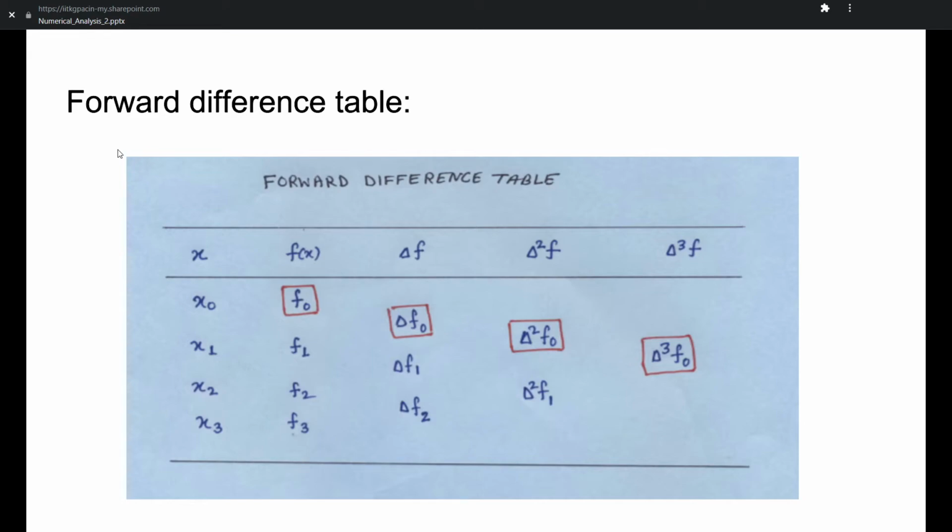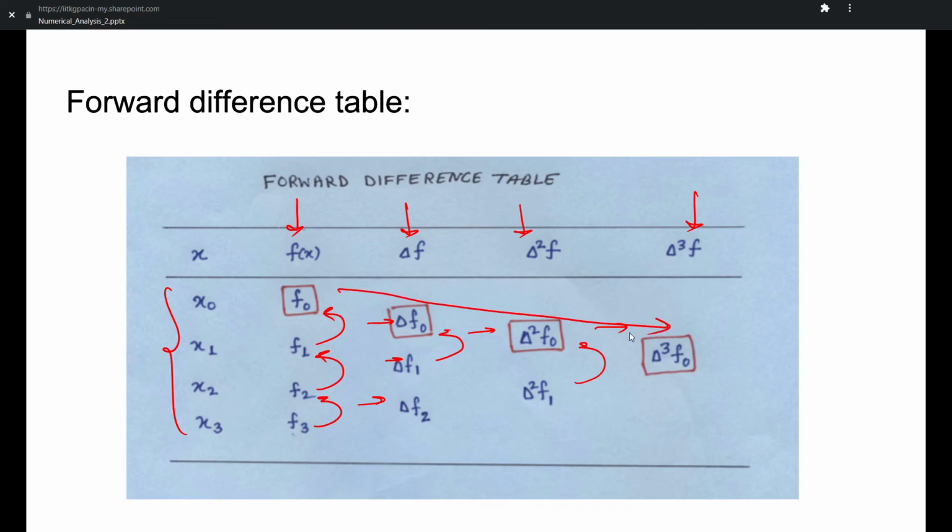Now, let us look into the forward difference table. These are our data points and these are the values of the function at those data points. This is the first order forward difference, this is the second order forward difference, this is the third order forward difference. In order to calculate the forward difference, all we have to do is subtract the data points. When we subtract f1 minus f0, we get delta f0. When we subtract f2 minus f1, we get delta f1. And when we do f3 minus f2, we get delta f2. Similarly, when we subtract delta f1 minus delta f0, we get delta 2 f0. And similarly, when we subtract delta 2 f1 minus delta 2 f0, we get the third difference.